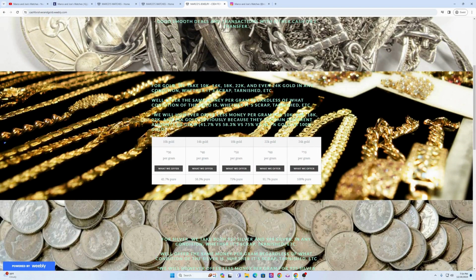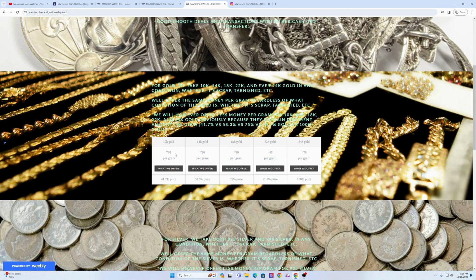So basically, this is what we'll offer approximately. Obviously, the markets change here and there, so this can vary higher or lower. But right now, gold's around 2,000 an ounce, I think, as of when I'm recording this. And silver's around 25 bucks an ounce, I would say. Anyway, this is what we will pay basically.